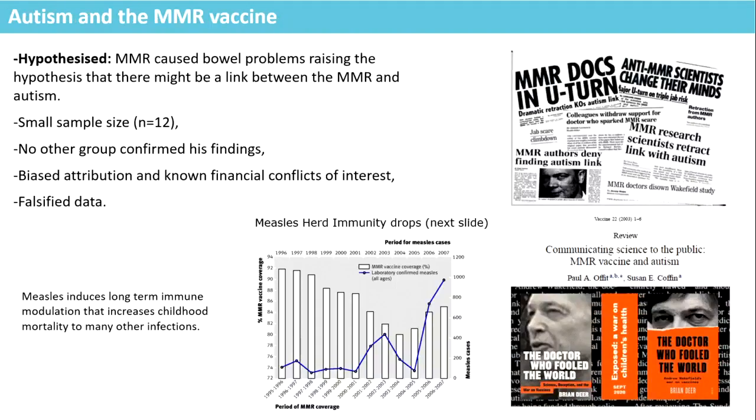Some of the problems with this were the n=12 sample size. No other group could confirm his findings. There were also financial conflicts of interest and falsified data. As you can see here, we're looking at the vaccine coverage, and around 1998, vaccine coverage starts to drop. Then, as it drops below the herd immunity threshold, we get a sharp uptake in the number of confirmed measles cases. So that caused a lot of problems and a lot of doubts about vaccination that probably still linger to this day.